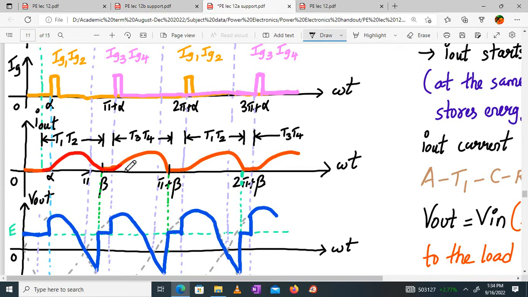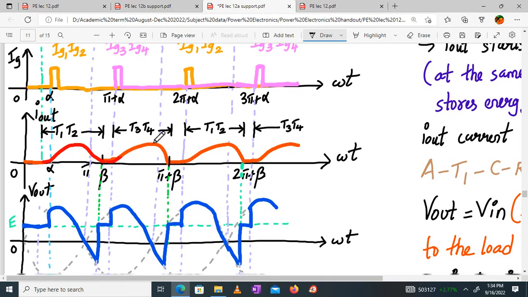बराबर है? So here it will happen from beta to pi plus alpha, output will not be zero, but it will be E. Same concept, right? And then after that, T3 and T4 are on. What will happen? It will follow minus V.